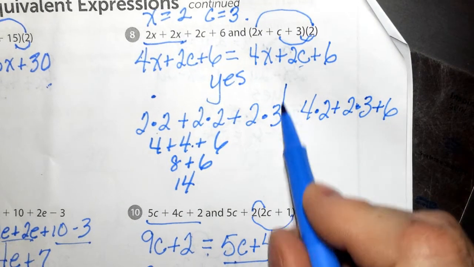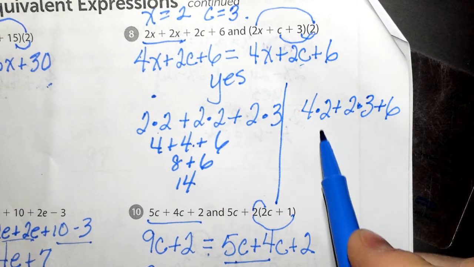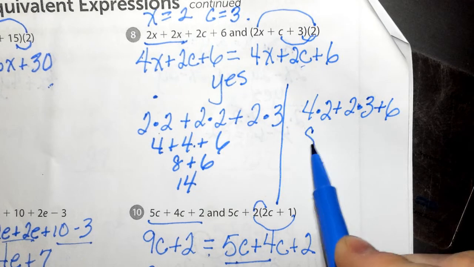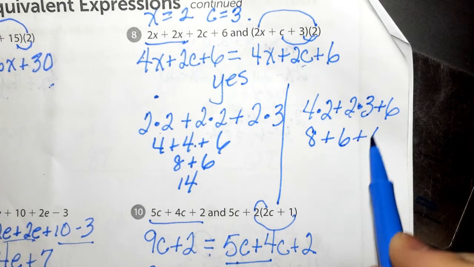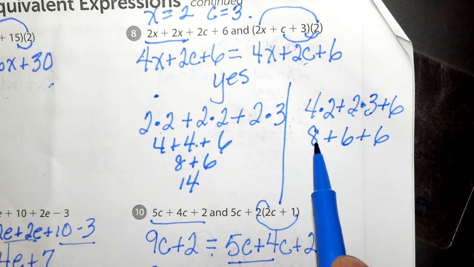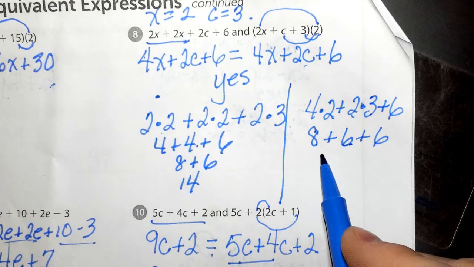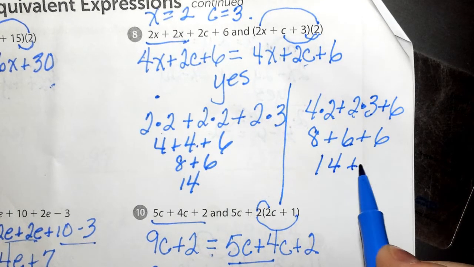Now we're going to work that one out. I'm going to draw a line here to separate this. 4 times 2 is 8. 2 times 3 is 6, plus 6. So we have 8 plus 6, which is 14, plus 6.